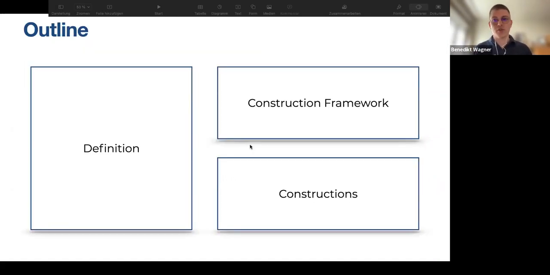Maybe now is a good point if anyone has another question about the definition. Okay, so if not, then let me continue.